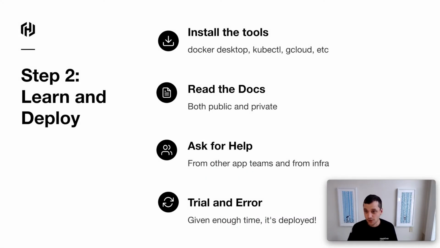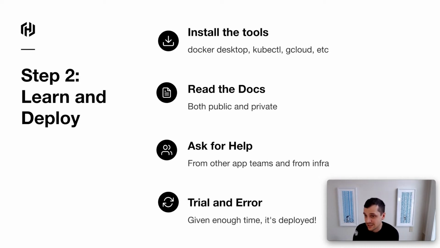Let's start by installing everything. Install Docker Desktop, install kubectl and configure that. Install gcloud, configure that. Read a bunch of docs. All these public tools, they have a bunch of docs. It's a very deep rabbit hole. She's also going to look around for any private internal docs that the infra team may have published on how to pull this off. Inevitably, that's probably not going to cut it.